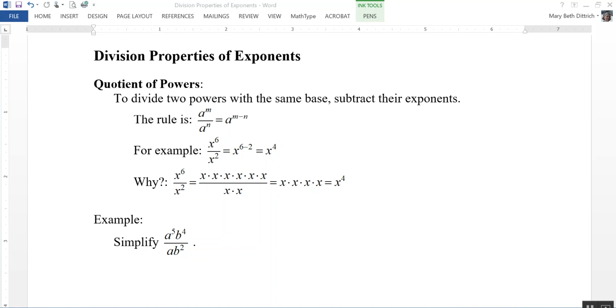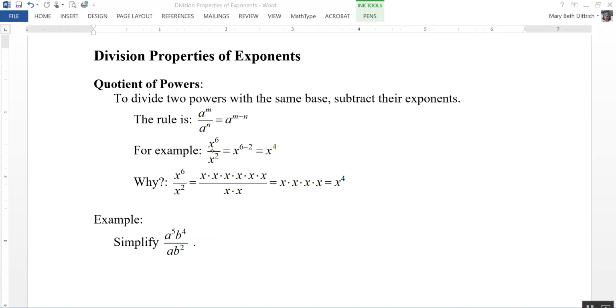This video is on the division properties of exponents. First property we're going to take a look at is called the quotient of powers. So to divide two powers that have the same base, we want to subtract their exponents. So the rule says a to the power of m divided by a to the power of n is equal to a raised to the power of m minus n.